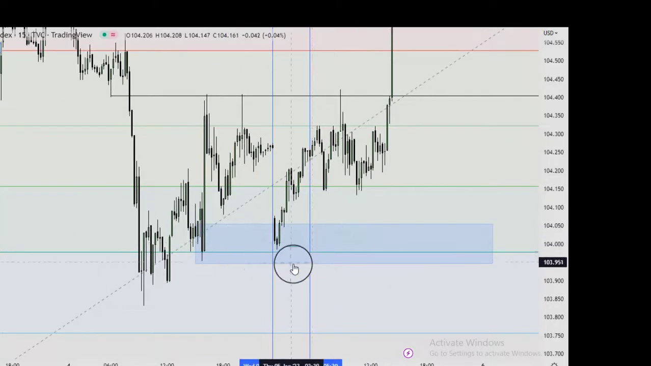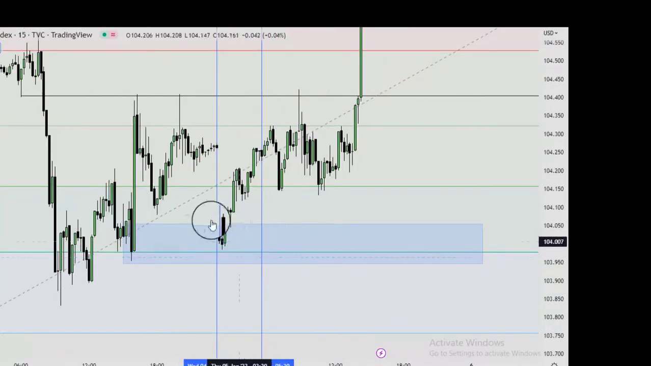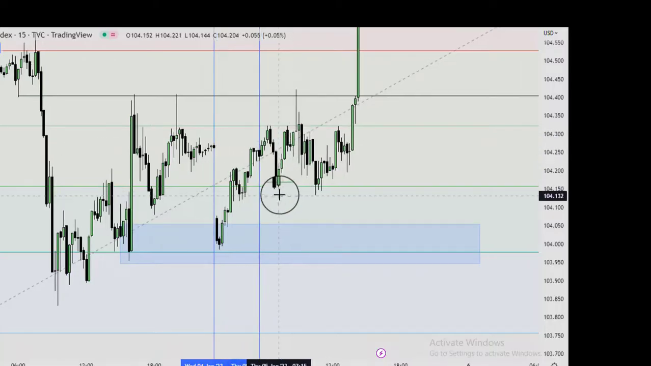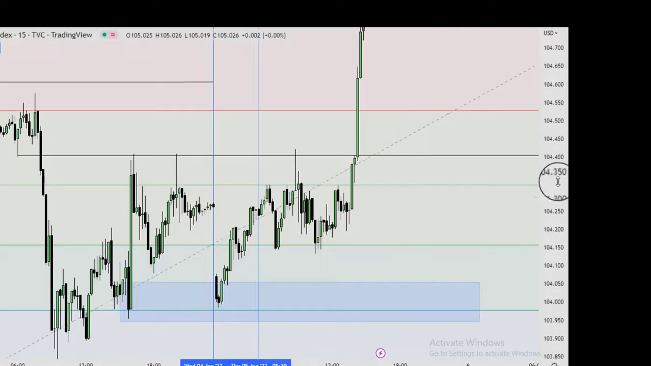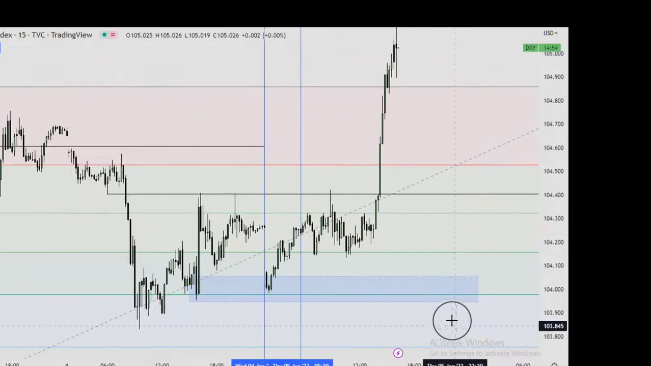So this is the 15 minutes time frame, and these two vertical lines are the Asian session zone. Okay, I outlined the Asian session. Then in London I was looking to see a bullish break of structure so that I will buy in line with the daily institutional order flow.